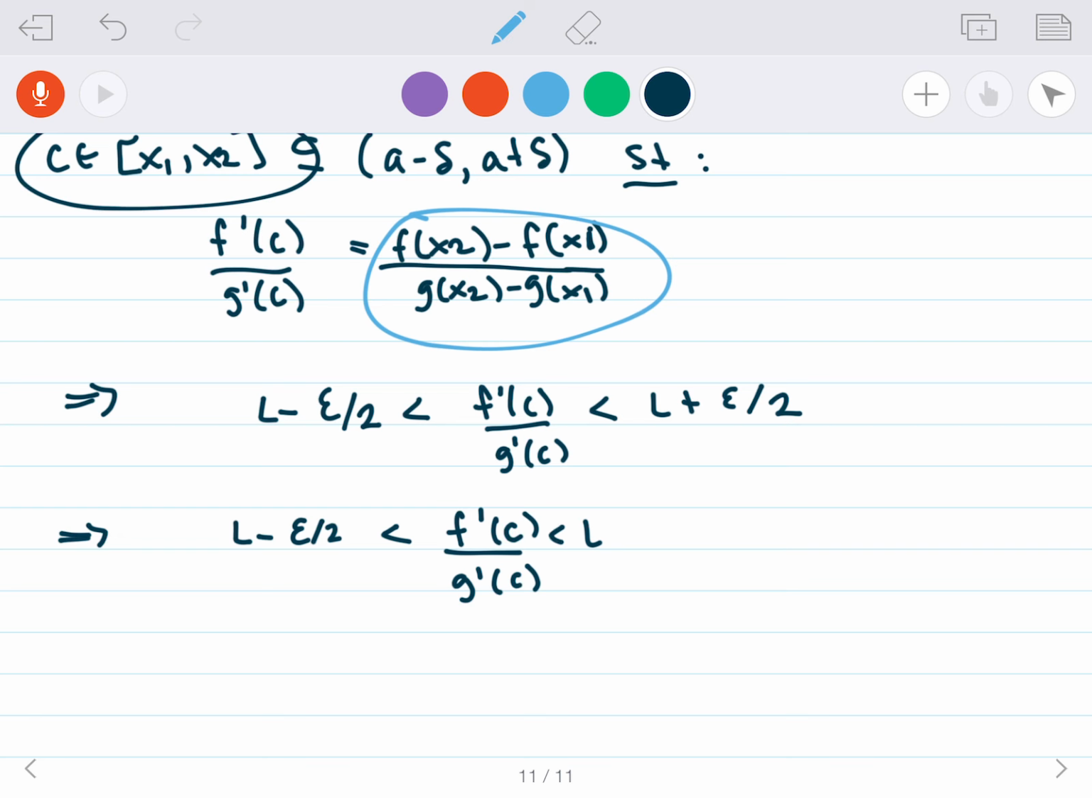Okay. Oh, I literally just wrote the same thing. So here we go. Let's write what we want to write.